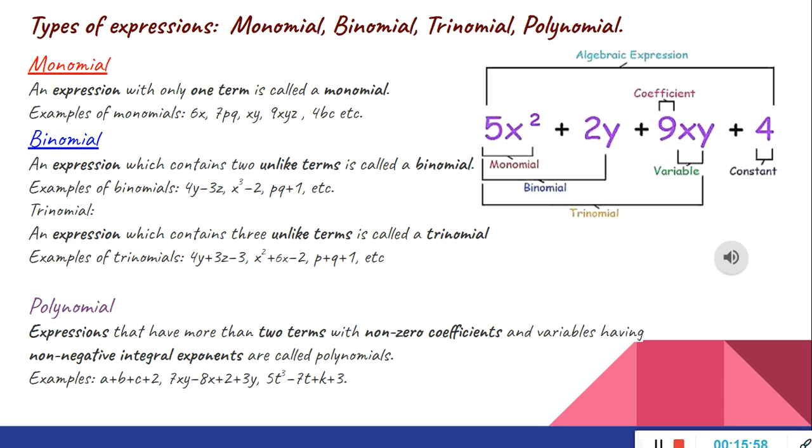And here you can see what the coefficients are. First term 5x square, 5 is the coefficient. 2y, 2 is the coefficient. 9xy, 9 is the coefficient. And 4, only 4 is there, that is a constant. Now what are the variables here? Here x and y are variables.